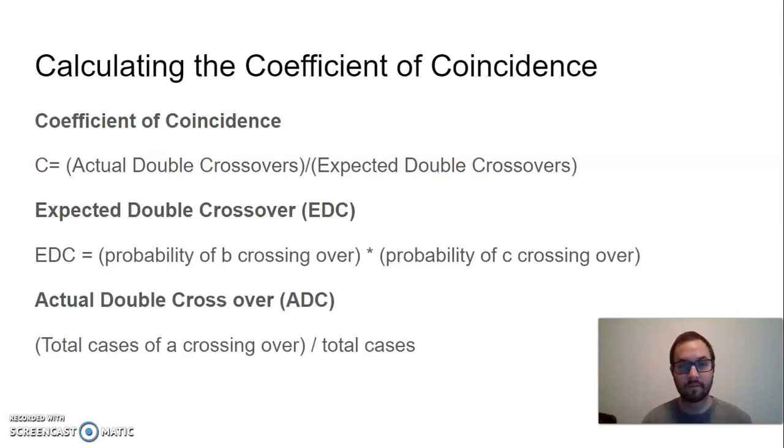Now that we've found the map units, we can calculate the coefficient of coincidence. So the coefficient of coincidence is defined as the actual number of double crossover events divided by the expected number of double crossover events. So the expected number of crossing over events is the probability of B crossing over multiplied by the probability of C crossing over. And the actual double crossover events is the total cases of crossing over that we got in the offspring divided by the total cases.